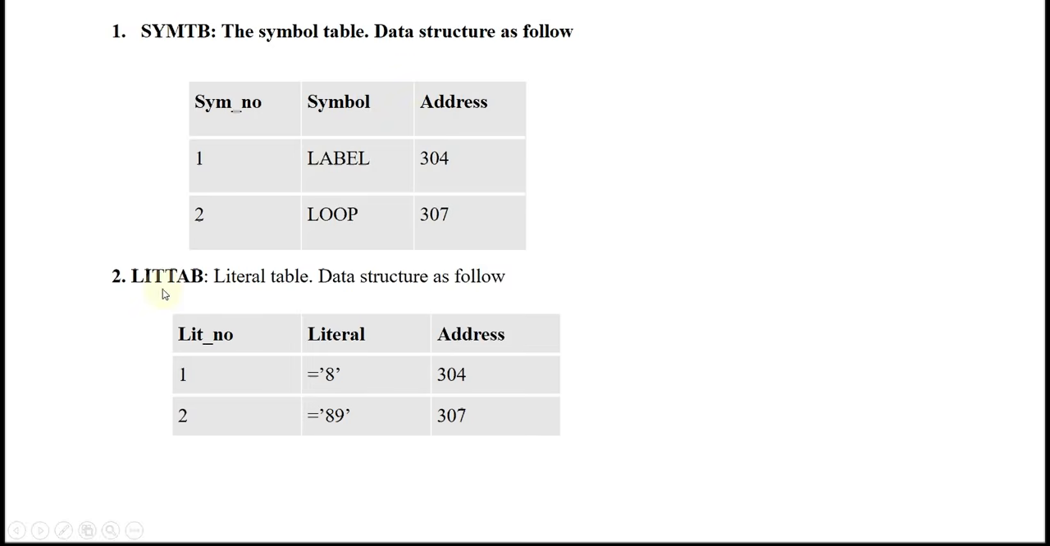Next is the literal table, LITTAB, which has literal number, literal and address as a data structure. Literals we normally represent using equals sign. These are nothing but constants. And finally, POOLTAB. This POOLTAB gives the information concerning literal pools. We are going to see it in detail in the example.